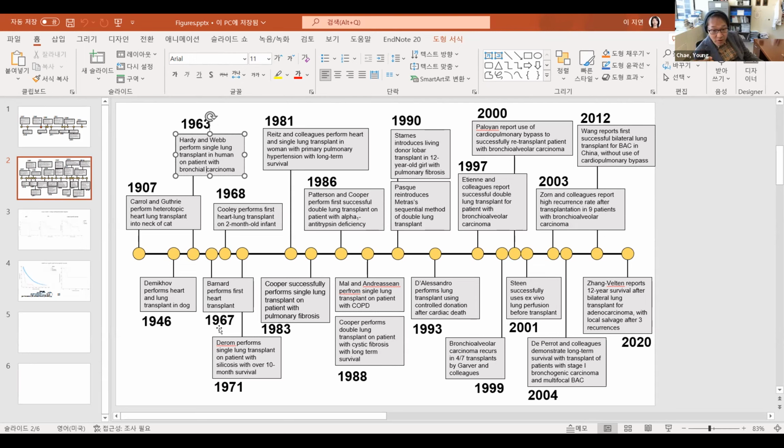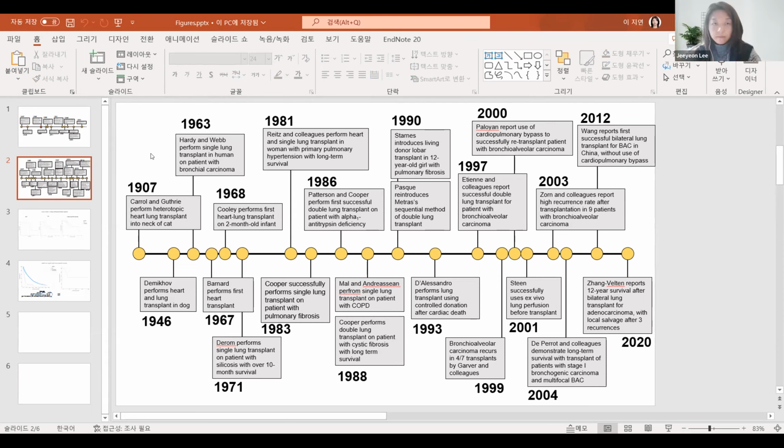So I guess the first cancer transplant is double. Oh, no, it was a single. Oh yeah, 1963. And then we have a double cancer, 1997. And we have one with cardiopulmonary bypass in 2000. So that's important.